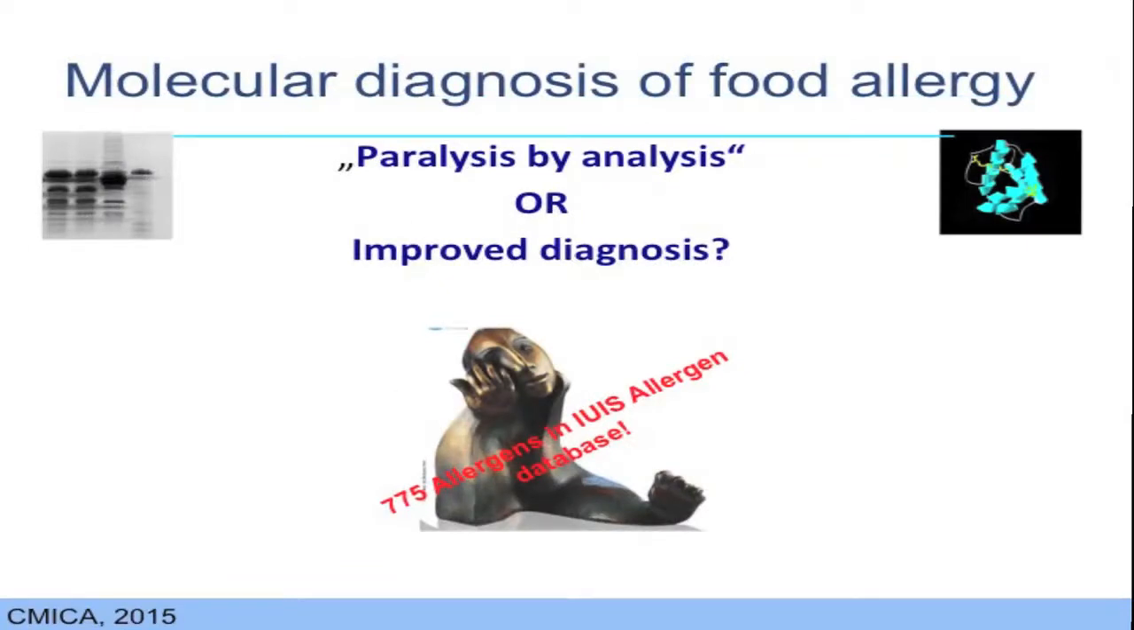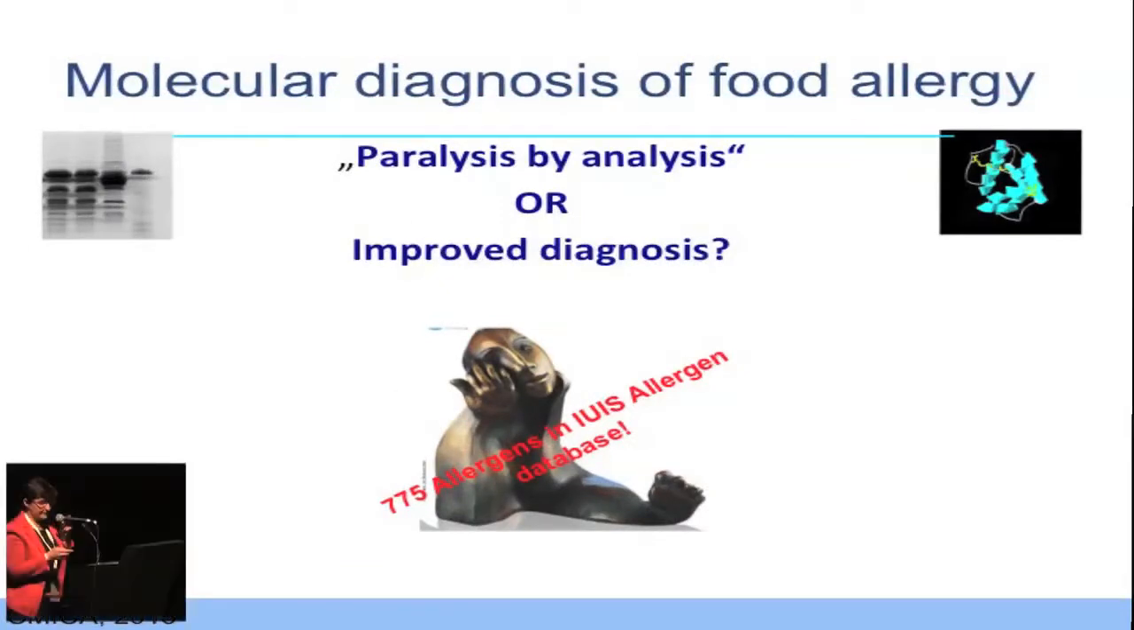So having said all of this, is this an explosion of different allergen testing, or does it help us in improving diagnosis? Let's consider this in the next minutes. At present, we have more than 700 allergens listed in the official allergen nomenclature database, where you can retrieve the name of the allergen and find some additional information.